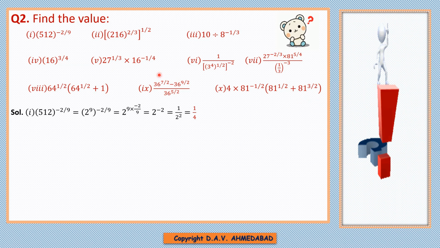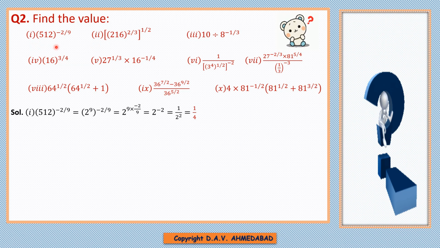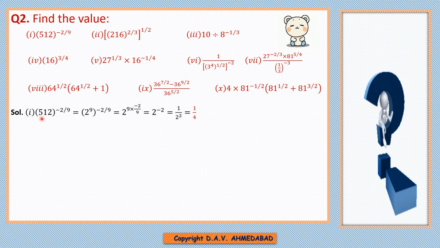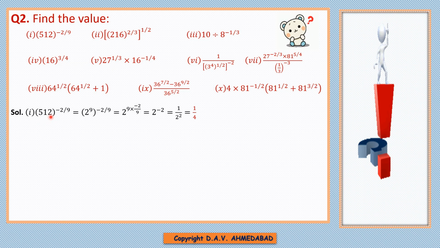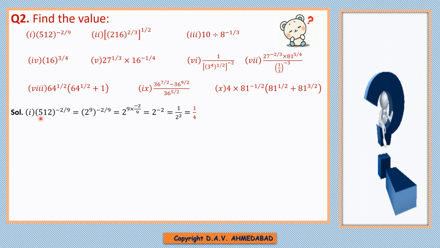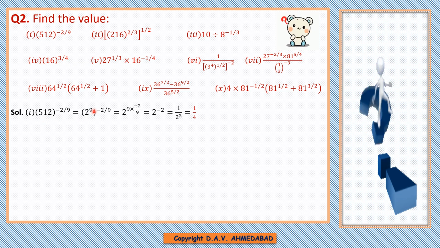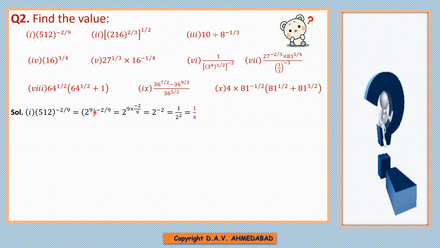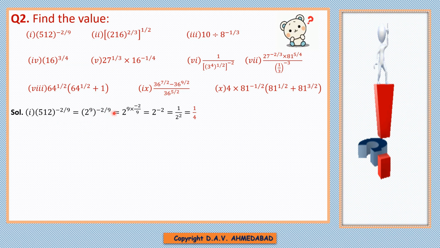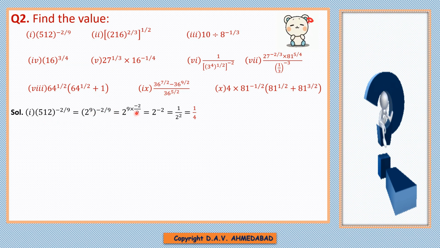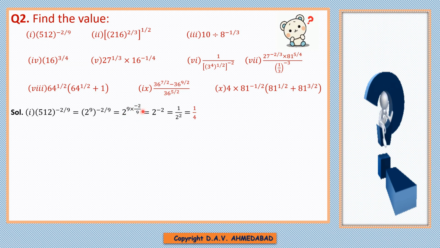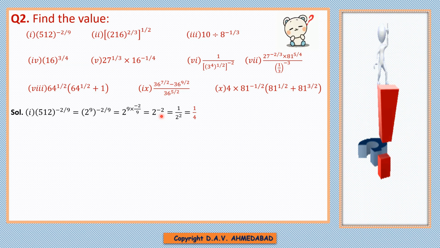Second question is, find the value of 512 raised to the power minus 2 by 9. Children, think, how can we write 512? We can write 2 raised to the power 9. We know that 2 raised to the power 9 is 512 and then whole raised to the power minus 2 by 9. Then 2 raised to the power 9 into minus 2 by 9. 9 cancel. So we will have 2 raised to the power minus 2.